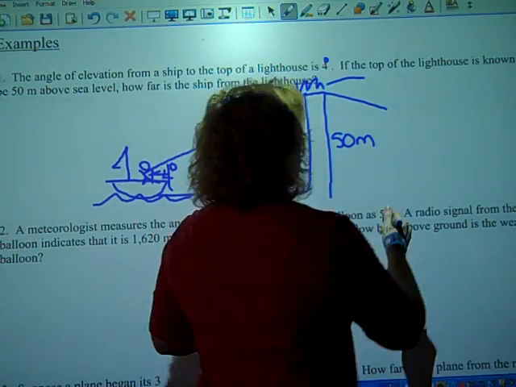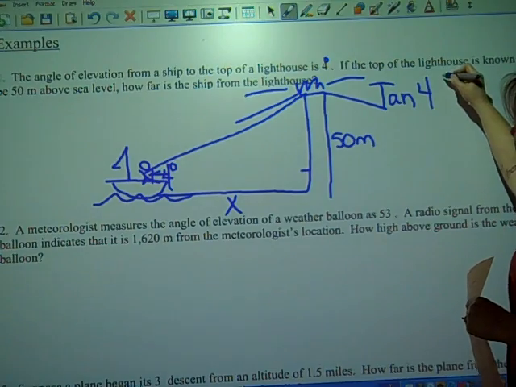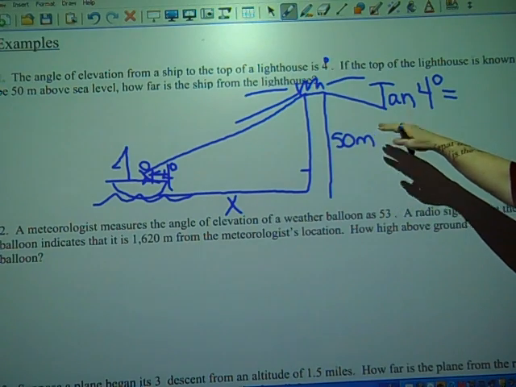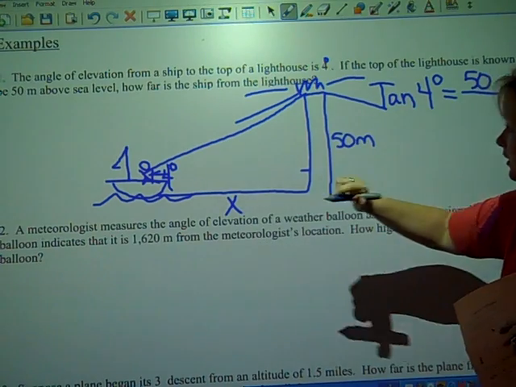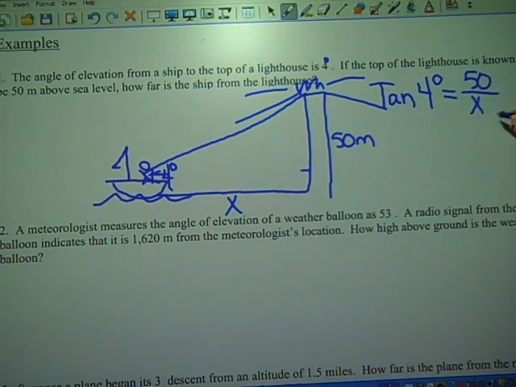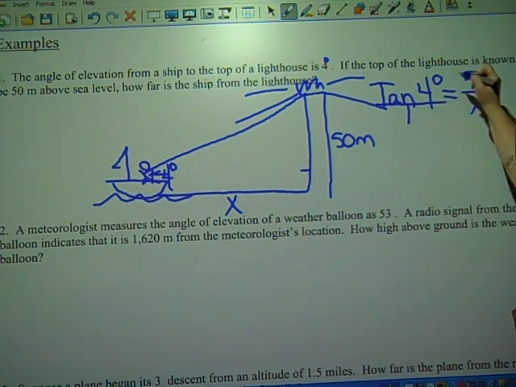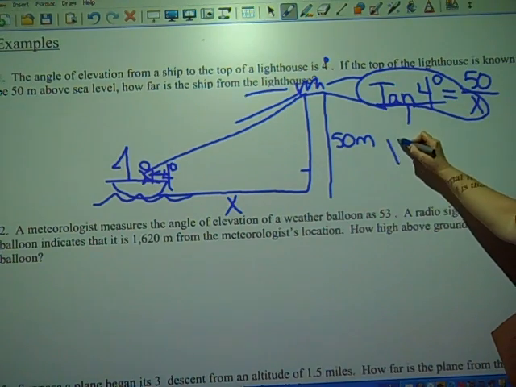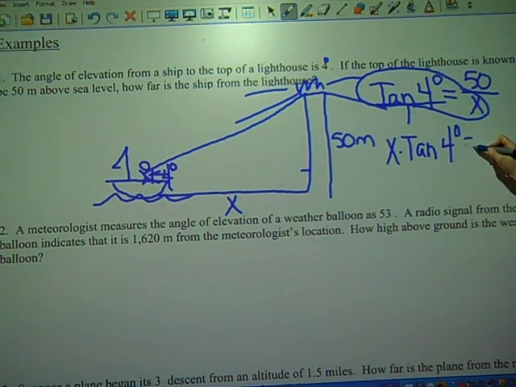So this is the way it's set up now. You're going to say tangent of 4 degrees is equal to opposite, which is what? Over adjacent, which is x. Now I have a proportion. I can solve. Remember, I'm going to put that over 1, and I can do my cross multiplication. So I'm going to cross multiply: x times the tangent of 4 degrees equals 1 times 50, which is just 50.